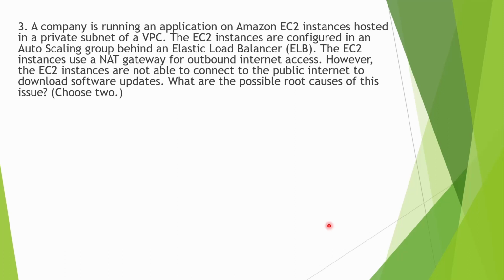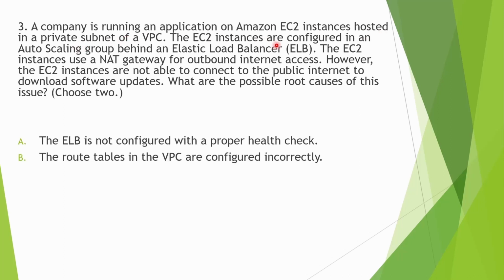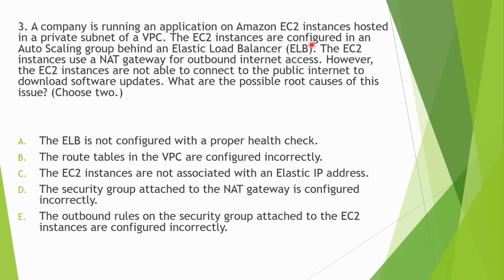Next, a company is running an application on Amazon EC2 instances hosted in a private subnet of a VPC. The EC2 instances are configured in an auto-scaling group behind an ELB. The EC2 instances use a NAT gateway for outbound internet access. However, the EC2 instances are not able to connect to the public internet to download software updates. What are the possible root causes?